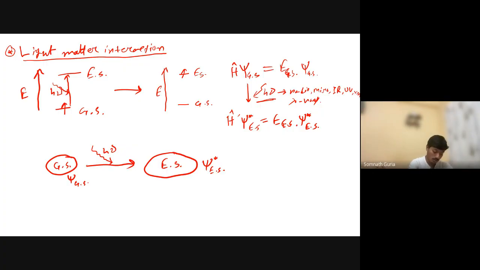Okay, now the question is how this light actually affects and perturbs my molecules. Now the question arises: how does this light actually perturb my molecules?